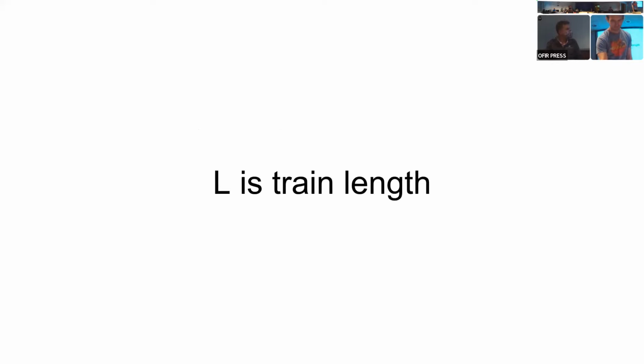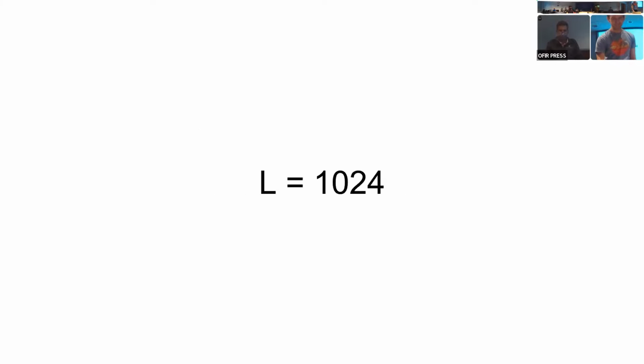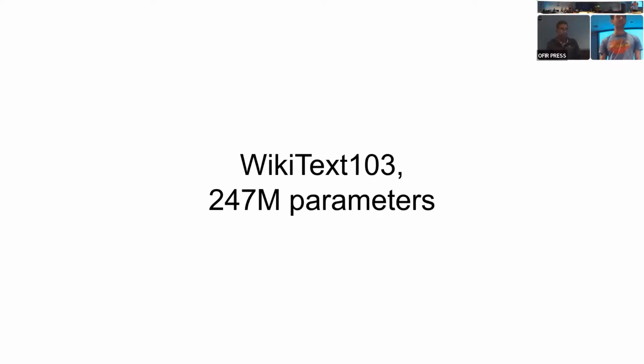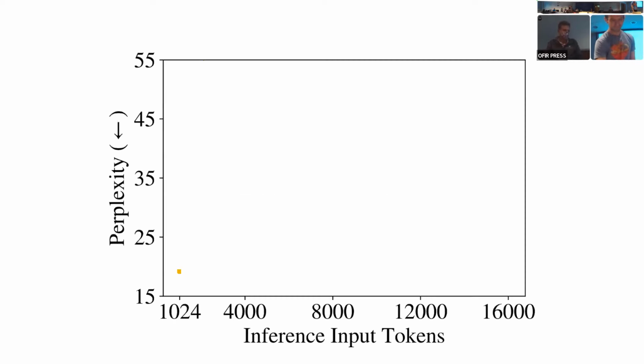So here's how we're going to test this. We're going to train a language model, and L is going to be our training length. Here L is going to be 1,000. We're going to train it on Wikitext-103, which is a data set of 100 million tokens. It's pretty small by today's standards, but it's 100 million tokens from featured articles on Wikipedia. And we're going to train a 250 million parameter model, which is, again, kind of small by today's standards, but later throughout the paper, we'll have bigger models.